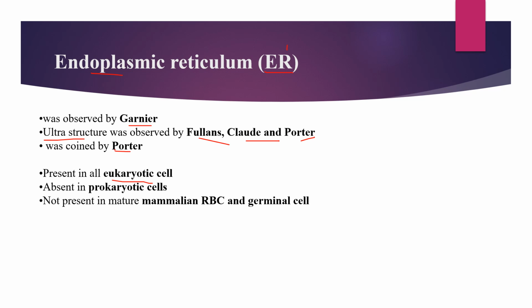Next, endoplasmic reticulum is present in eukaryotic cells, but endoplasmic reticulum is not present in mature mammalian RBC and germinal cell.